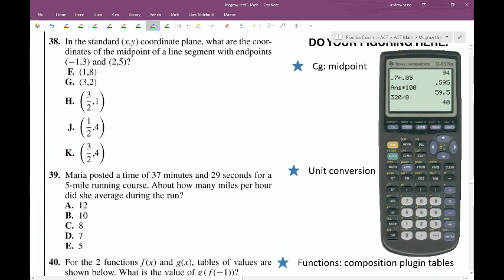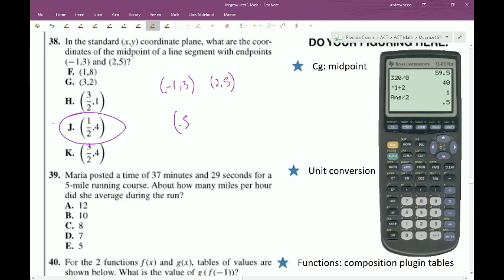In the standard XY coordinate plane, what are the coordinates of the midpoint? So midpoint, we would just take an average, right? So we're taking an average of -1 and 2. So we combine them together, -1 plus 2, divided by 2. That's your x coordinate, 0.5. So already we know it's J.